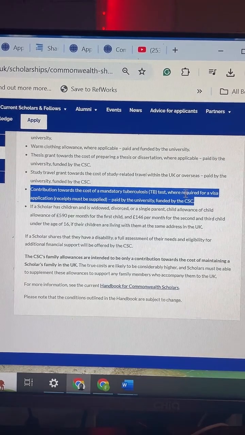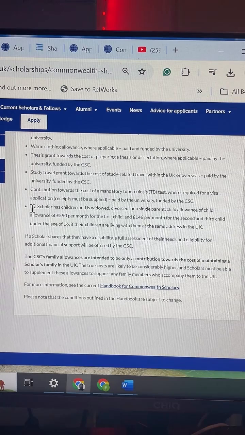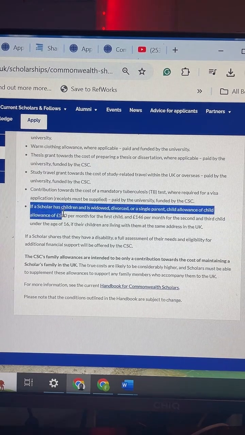So you will be doing a TB test before you go ahead and apply for your visa. So the Commonwealth Shared Scholarship will also cater for that as well, but they will not pay it beforehand. You would have to come to the UK, and then they will give you a form for you to fill, and then you send it back and receive back the expenses that you spent on that. So once you start to go through those processes, try to keep all your receipts, because those are the things that you will use to recoup your funds.